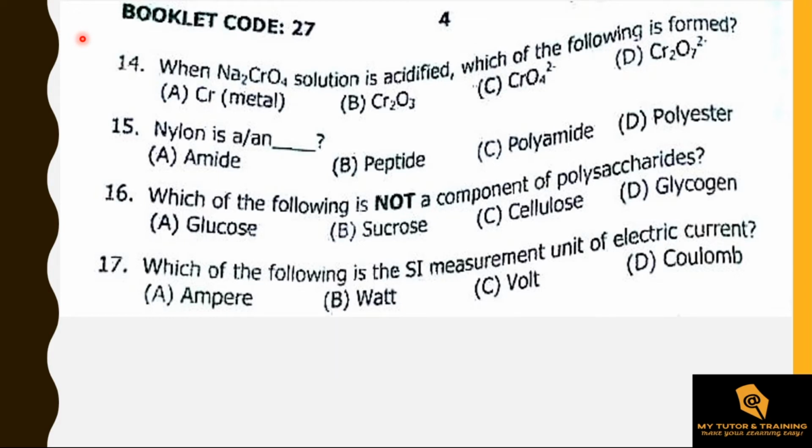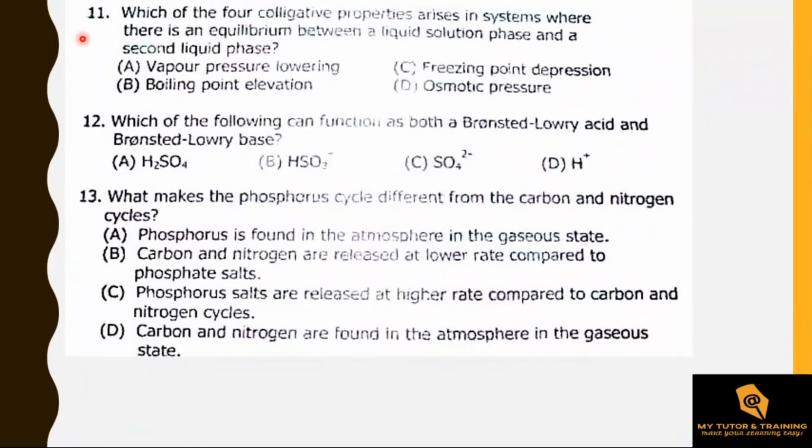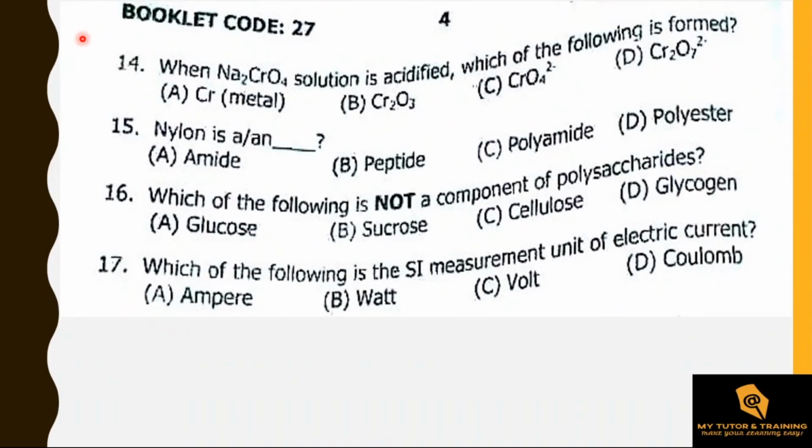D, that is, carbon and nitrogen are found in the atmosphere in the gaseous state, but phosphorus is not found in the atmosphere. This is the correct answer, which makes the phosphorus cycle different from both the carbon and nitrogen cycles. Okay, question number 14.